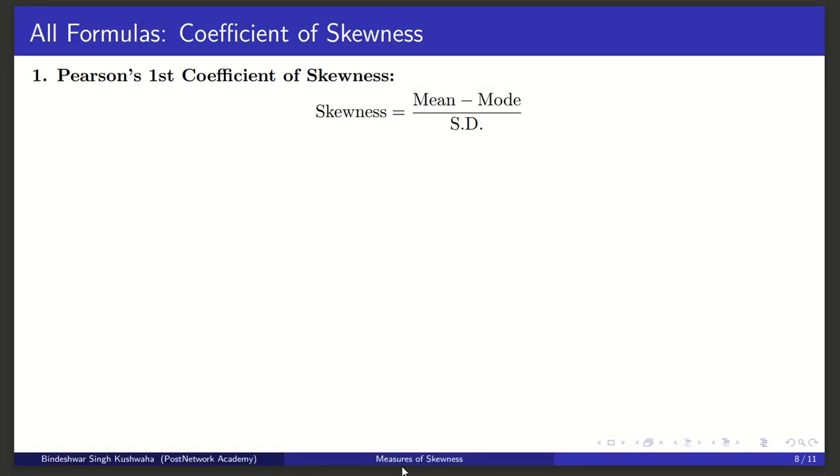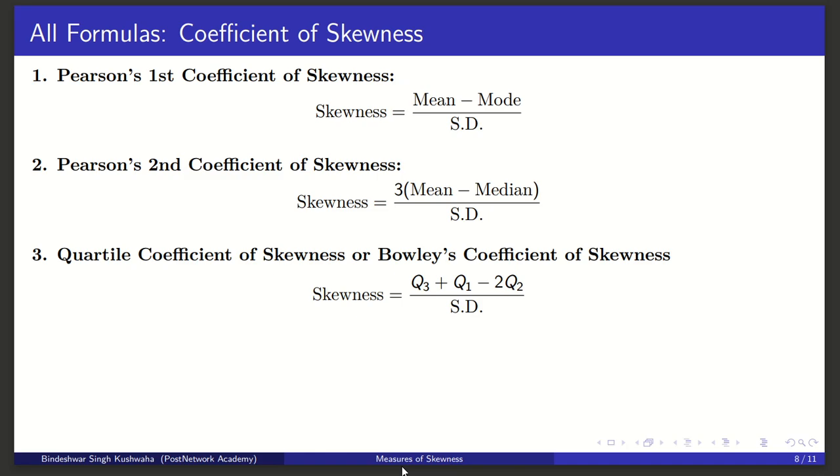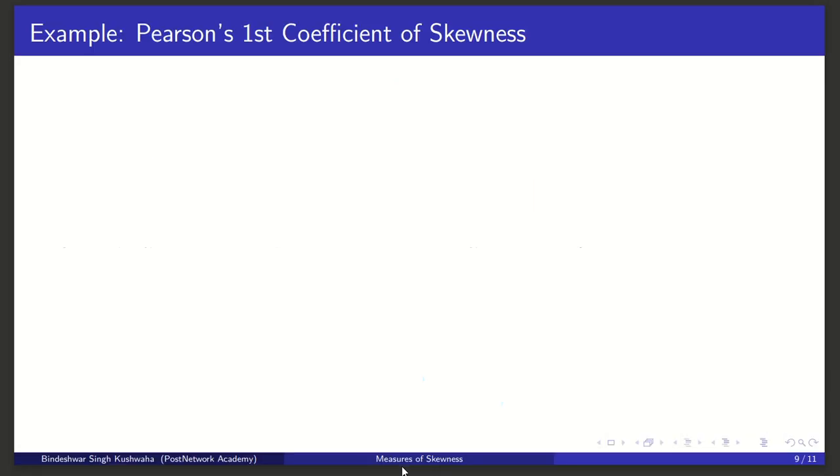Now the coefficients of skewness: Pearson's first coefficient of skewness, this is the formula. Second coefficient of skewness given by Pearson. Quartile based coefficient of skewness or Bowley's coefficient of skewness, and percentile based or Kelly's coefficient of skewness, and the last one, the coefficient based on moments, I will discuss later. Let us see an example of each type of skewness.